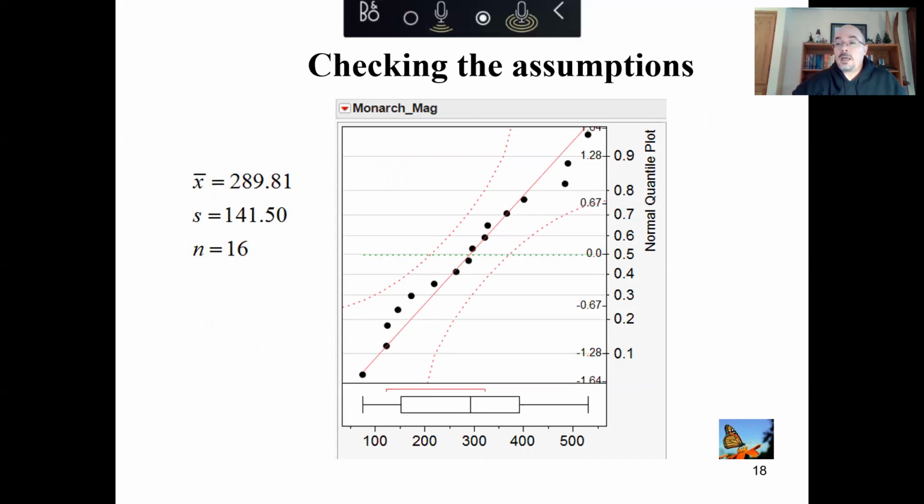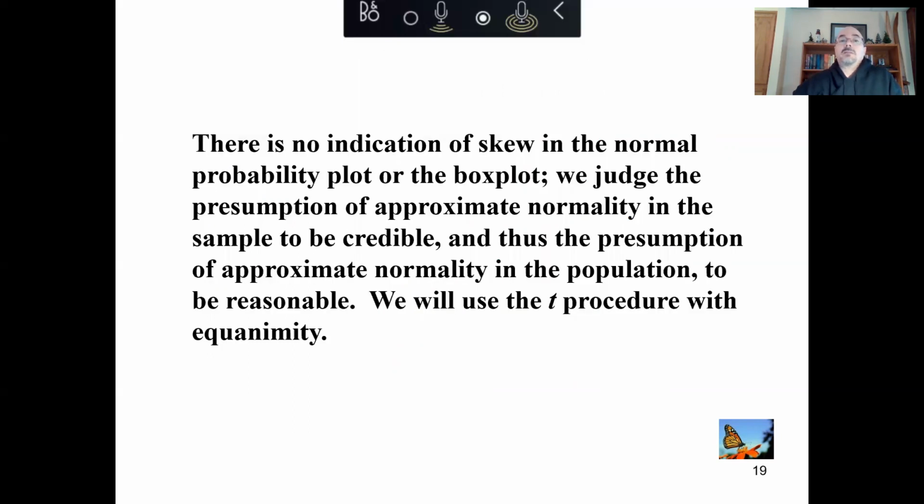So we need to create our graphical display. Again, here they use the normal quantile or normal probability plot, and they also show the box and whisker. Again, you only need to show one of them. I would pick the box and whisker. The mean is 289.81, the standard deviation for that sample is 141.5, and N is 16. The sample size is 16.